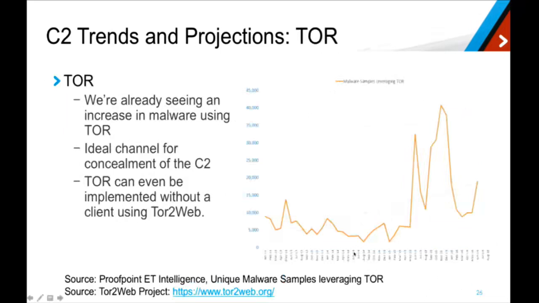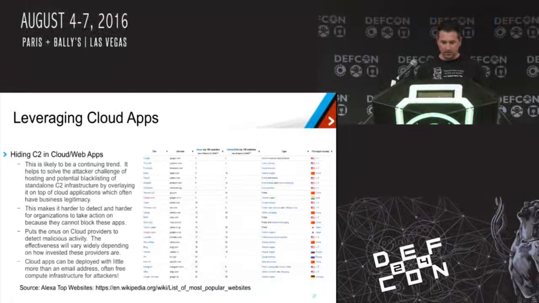Tor, as I mentioned, so this is from some of the internal data that I have access to, but we've definitely seen an increase of the malware samples using Tor over time. It's a little bit lumpy in some cases, but it certainly isn't going down, and I think it's just a matter of time on the threat landscape. If people start blocking other mechanisms, but don't really do anything to address Tor, then more and more authors will just go with that.